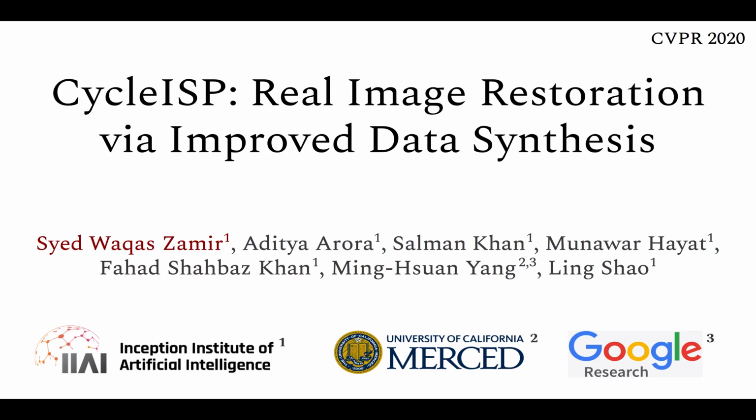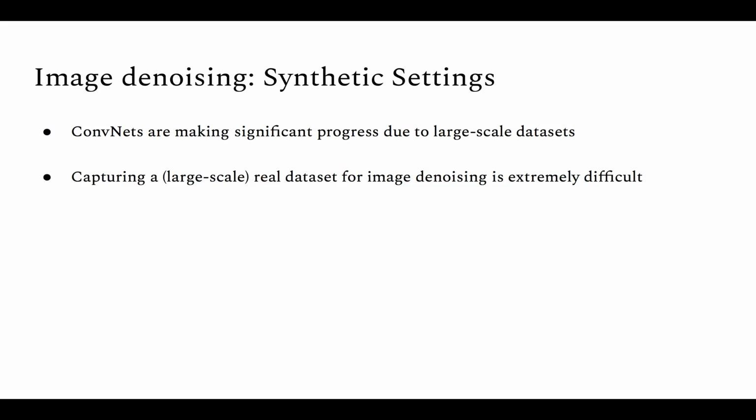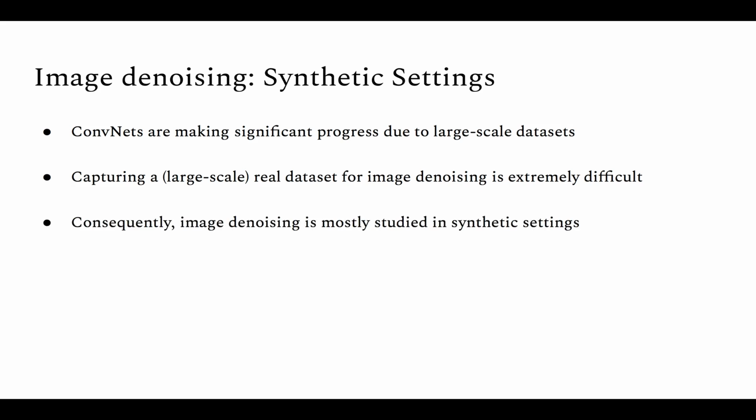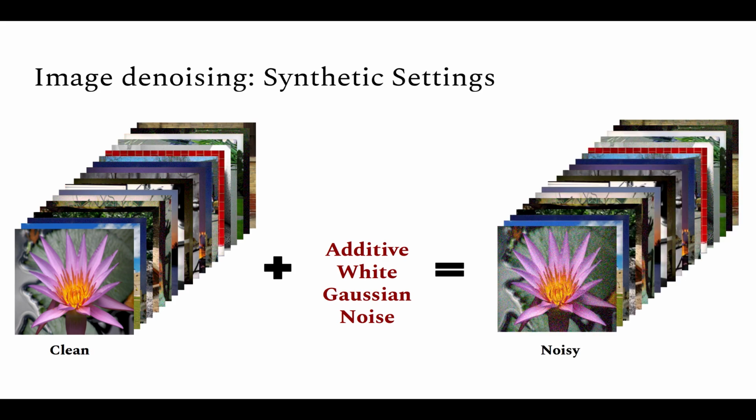I will present CycleISP framework, which is a data synthesis approach for image denoising. Deep neural networks are making unprecedented progress in image processing and computer vision. The major driving force behind the success of neural networks is the availability of large-scale datasets. However, for image denoising, capturing a large-scale dataset is extremely difficult and non-trivial. As a result, image denoising is mostly studied in synthetic settings, where white Gaussian noise is added to clean images to generate their noisy versions.